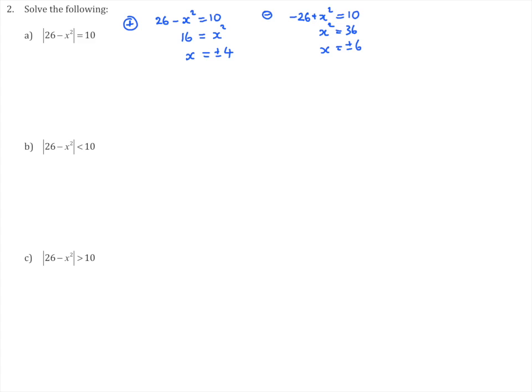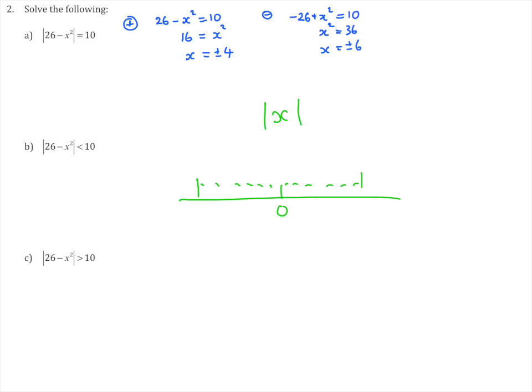Well, let's go to part B. Part B, a little bit interesting, but we're going to use a concept here. When we were looking at our absolute value, the absolute value of x was how far you were away from 0.